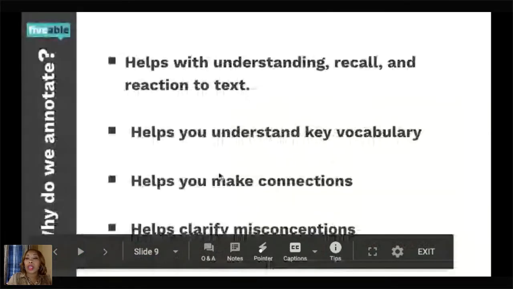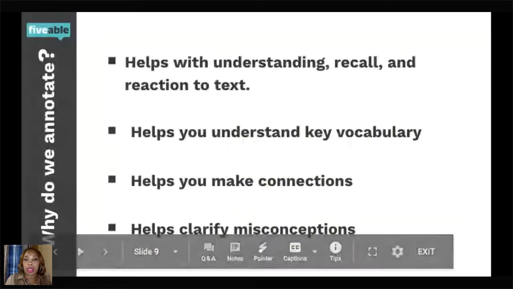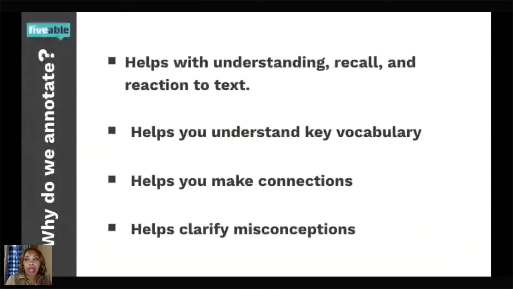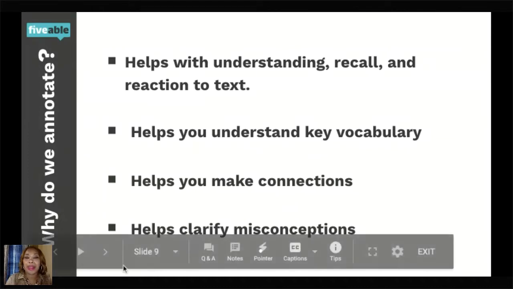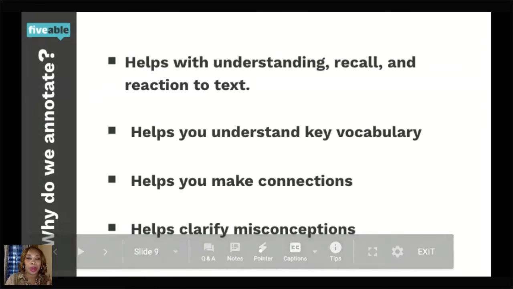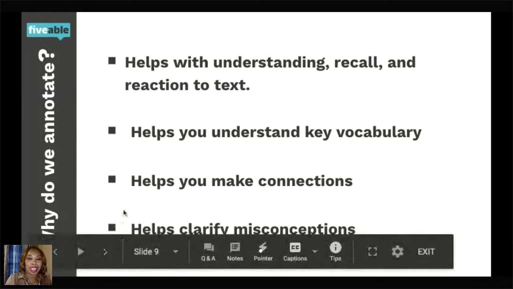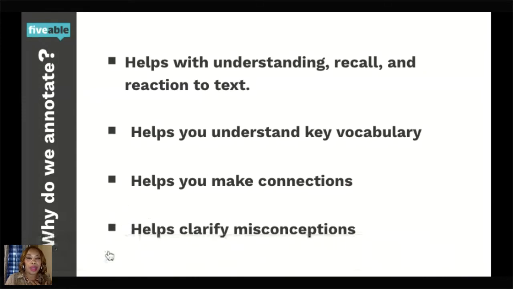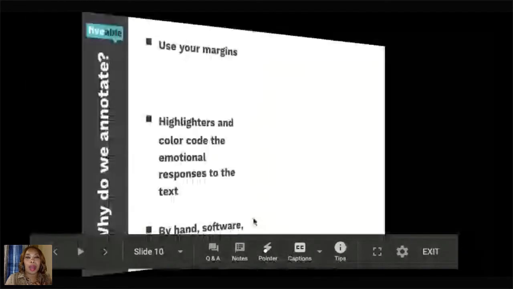All right, so why do we annotate? We annotate to help with understanding, to recall reactions to the text. It helps you understand key vocabulary and helps you make connections. You all nailed this when I asked for your chat responses. It also helps clarify misconceptions about the text. I like to tell stories, but there is one poem that I always use. Initially, students always feel like they know what the poem is about until we practice annotating, but they always tell me it's a trick. So I didn't use that poem with this session. We're going to use one that's pretty clear and concise, and we can get through the session. Okay, so how do you annotate?